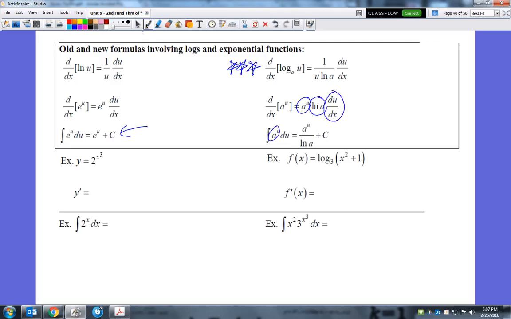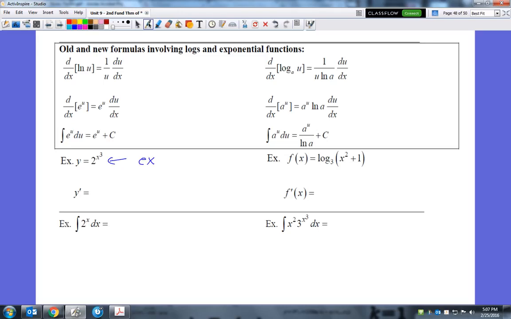Here, it's the carbon copy divided by the natural log of the base times 1, an understood 1. Okay, so let's go ahead and go to some example problems. We have the derivative of 2 to the x squared. That's pretty simple because it is an exponential function.